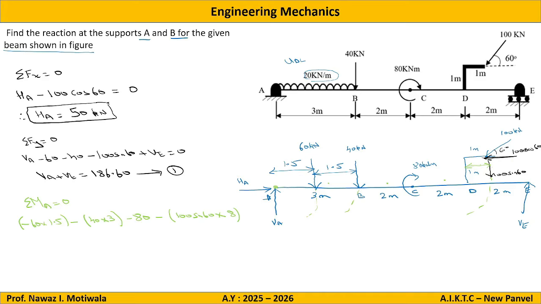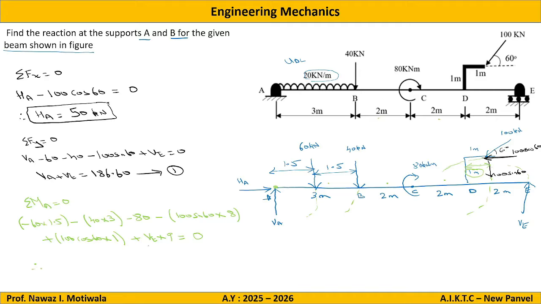Then this force 100 cos 60 is making a clockwise, sorry, anti-clockwise moment. So it will be plus 100 cos 60 into, as the force is horizontal, we need vertical distance, and the vertical distance is given here as 1 meter. So into 1. Then we have VE, which is going again anti-clockwise, so it will be plus VE into distance from point A, which is 3 plus 2 is 5, plus 2 is 7, plus 2 is 9, into 9. This all should give you 0.